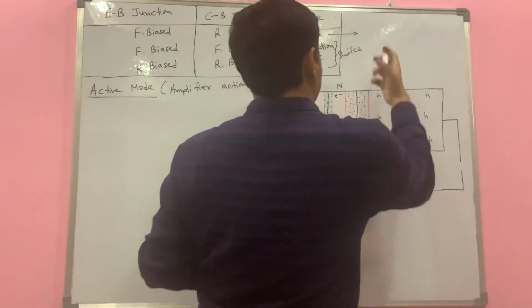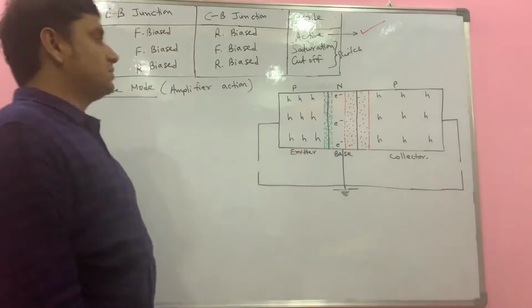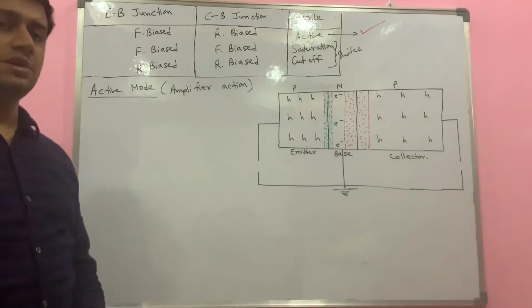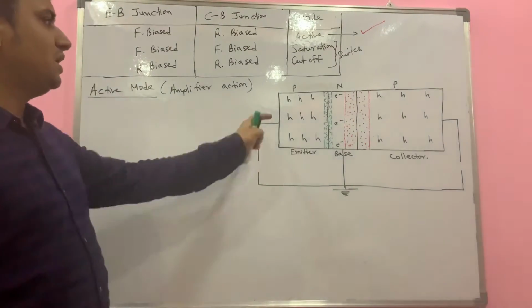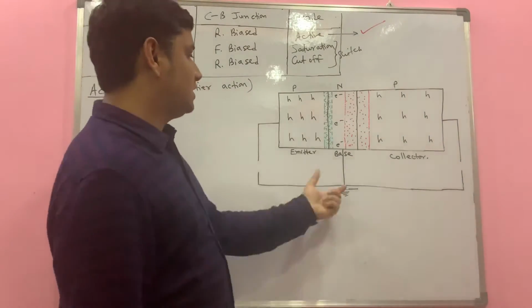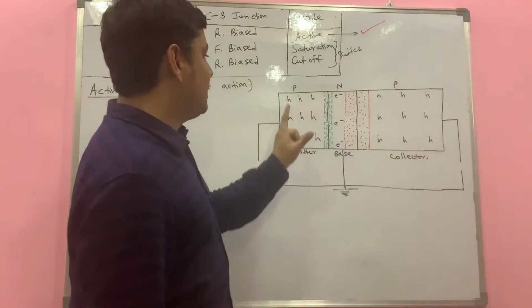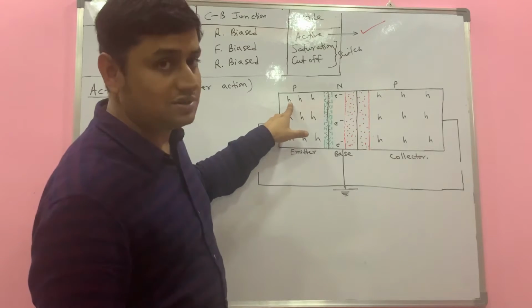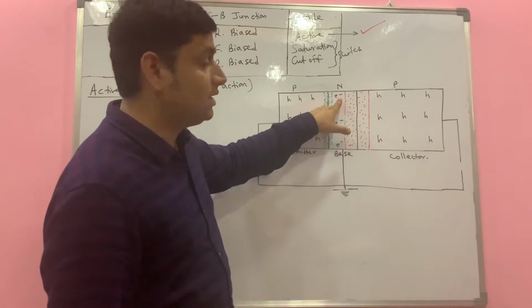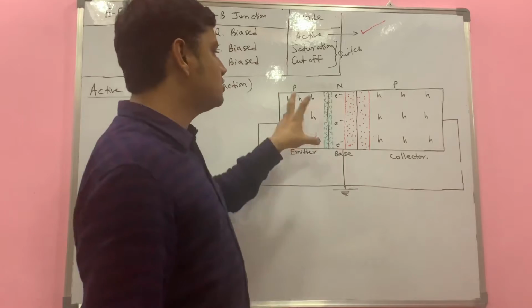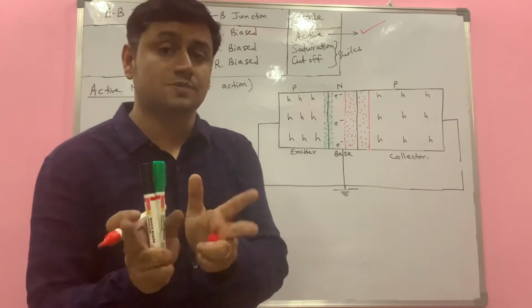In the case of an amplifier, the emitter base junction must be forward biased and the collector base junction must be reverse biased. Let us suppose we have a PNP transistor and it is connected like this. The base has been grounded. This is a PNP transistor. I have shown holes with H and electrons with E minus, and here I have shown only the majority charge carriers in the respective region.